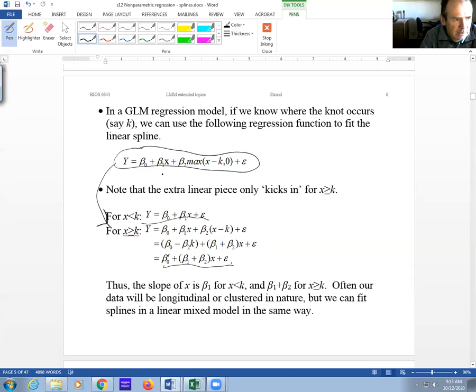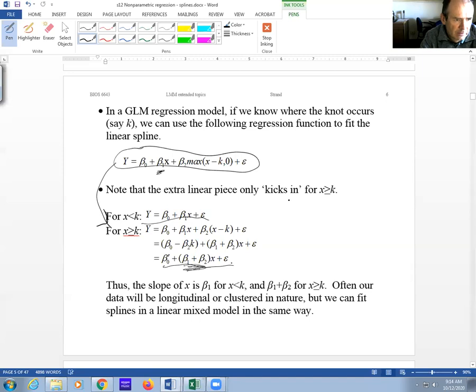And the slope of the original line is beta 1, and the slope of the line after point K is beta 1 plus beta 2. So beta 2 is the change. And that's the thing that we're usually going to want to test: is there a point where that dose-response relationship changes? And beta 2 is going to be the thing that expresses that. But because we have a new line, we have a new intercept.